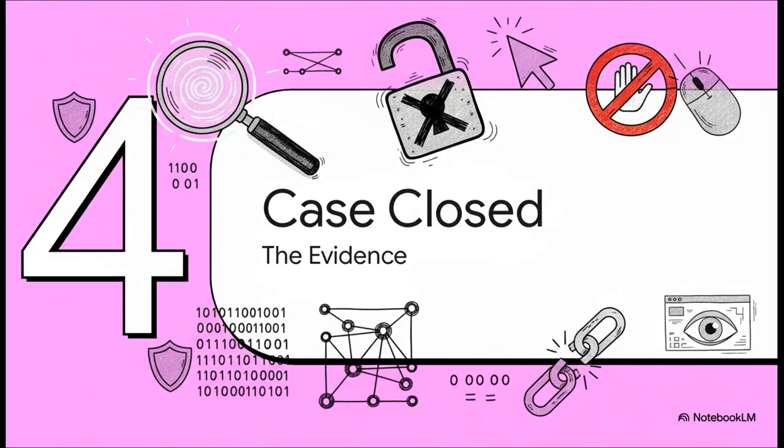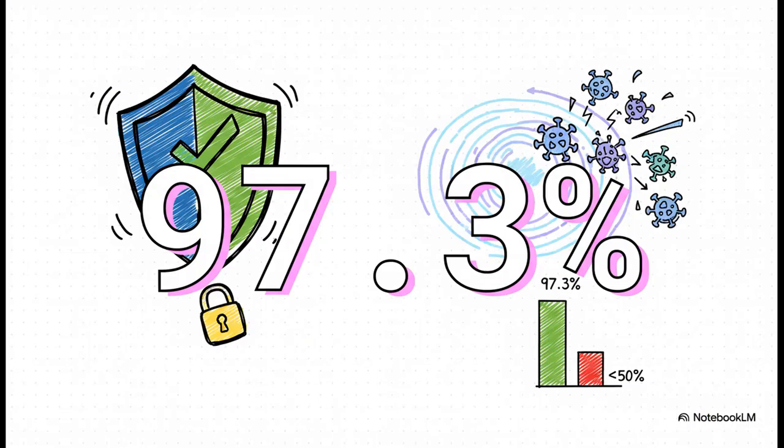So the big question, does this high-tech detective actually get the job done? Well, the researchers threw a ton of real-world malware at it, and yeah, the evidence is pretty overwhelming. The headline number from all their experiments is a detection accuracy of 97.3%. I mean, that is just an incredibly high success rate, especially when you remember that traditional antivirus can be less than 50% effective against the very same threats.